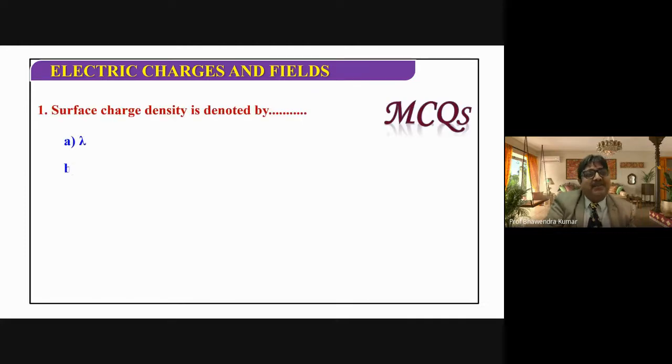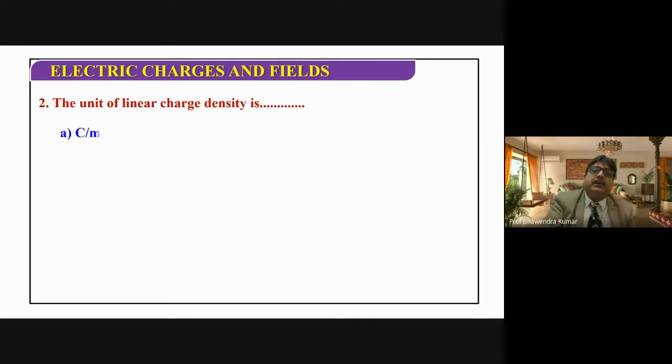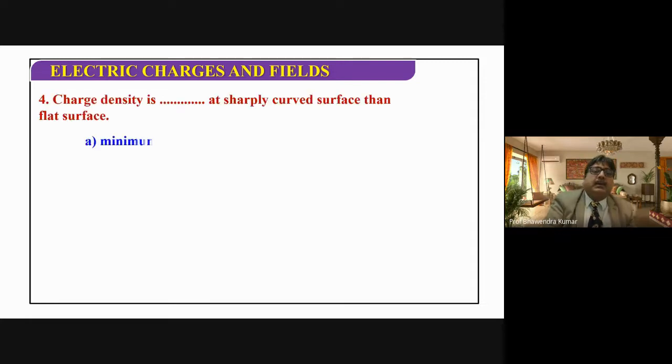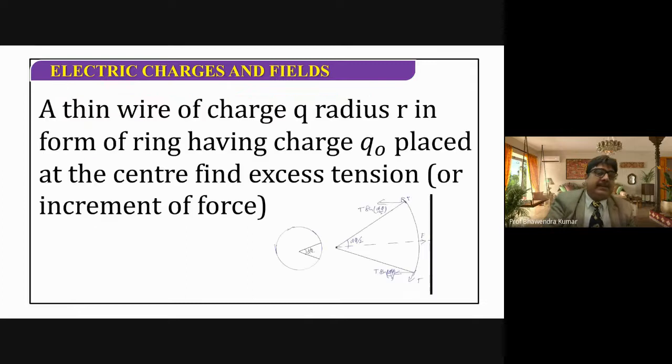Difficulty will come when we have to take the element. So what is the symbol for surface charge density? Which option is correct? Excellent. The unit of linear charge density is how much? The dimension of volume charge density will be how much? Any problem? The charge density is what at the sharply curved surface than the flat surface? It is maximum because the area is less, then the charge density will be maximum.